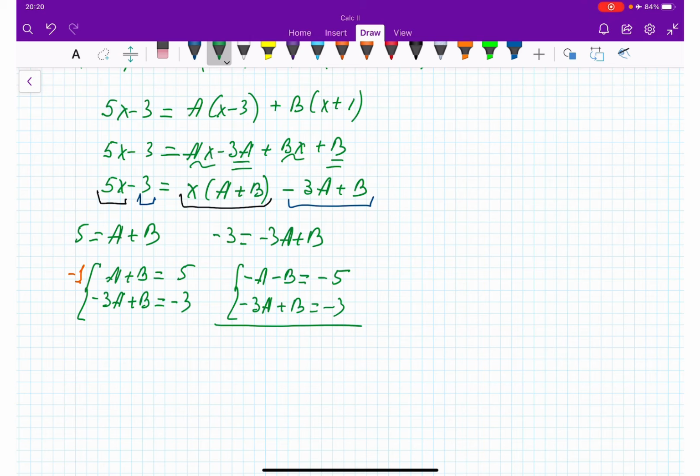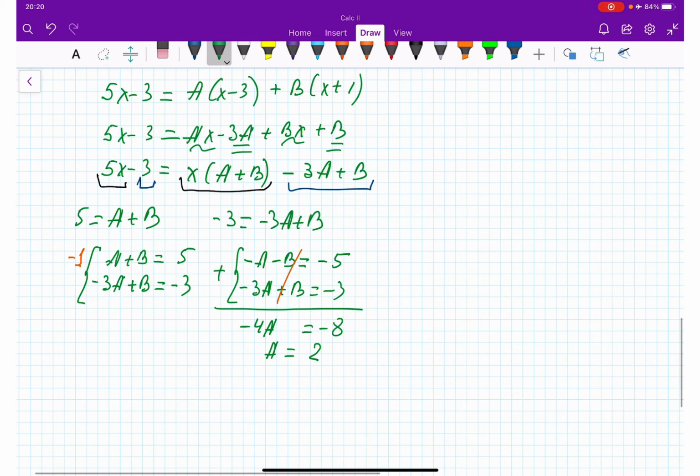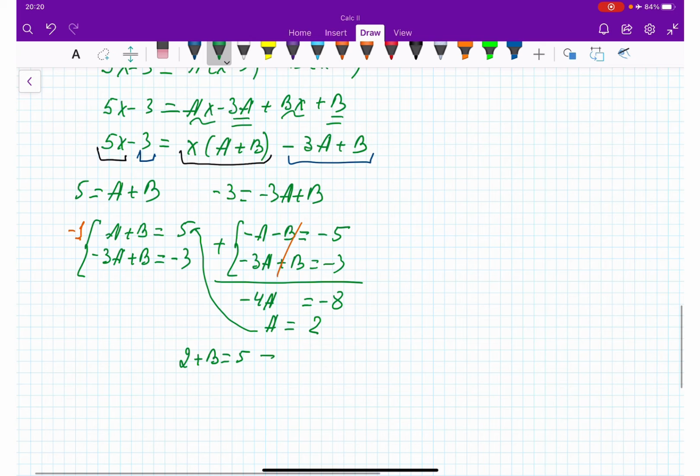So when we add, what's going to happen? This is gone. We are getting negative 4a is equal to negative 8. a is equal to 2. If a is equal to 2, I'm plugging this a equals 2 into this equation, and I'm getting 2 plus b is equal to 5, and from here b is equal to 3.